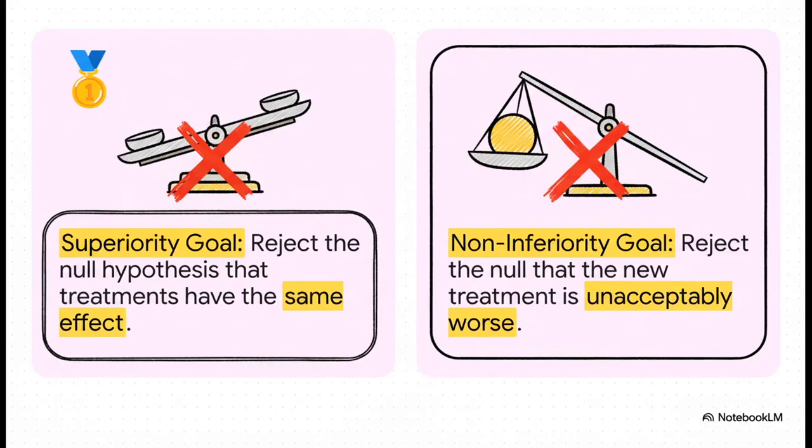Now, this is where things get weird. The core logic is completely flipped on its head. In a standard superiority trial, you start by assuming there's no difference. That's your null hypothesis. And your job is to prove that wrong. But in a non-inferiority trial, you start by assuming your new treatment is unacceptably worse. Your entire goal is to reject that idea. It really is a backwards, through-the-looking-glass kind of world.